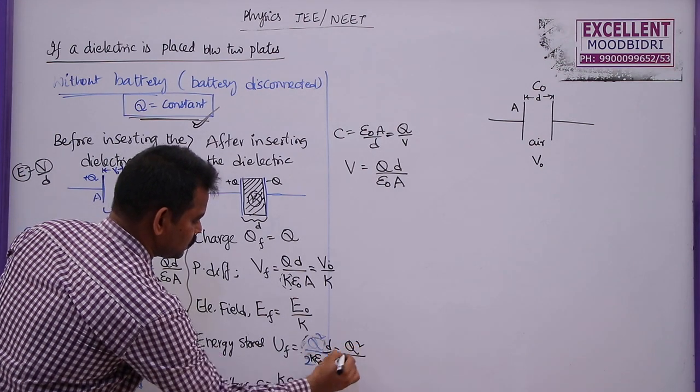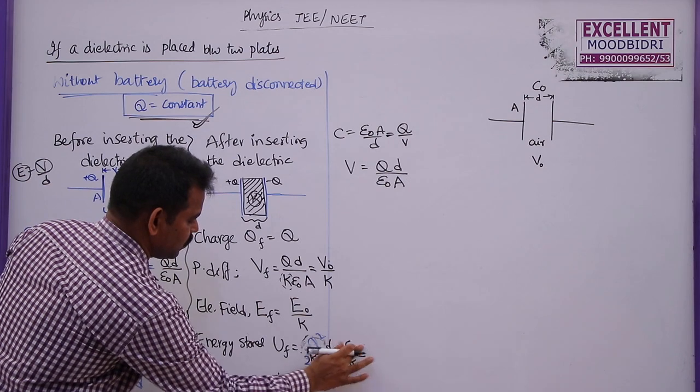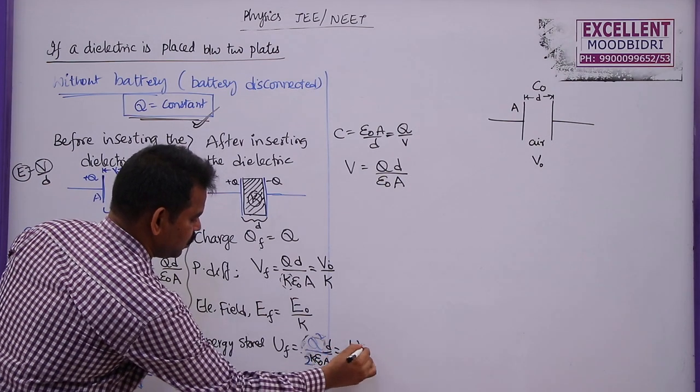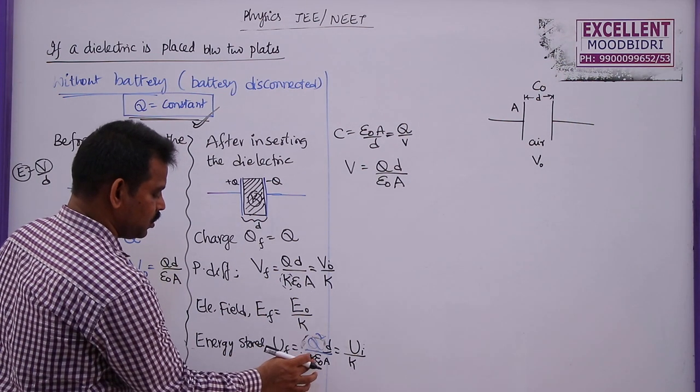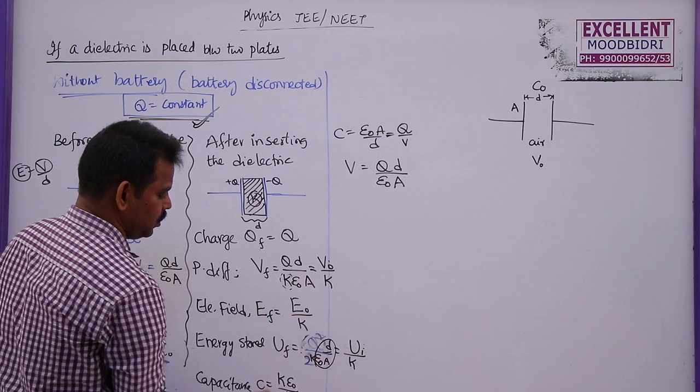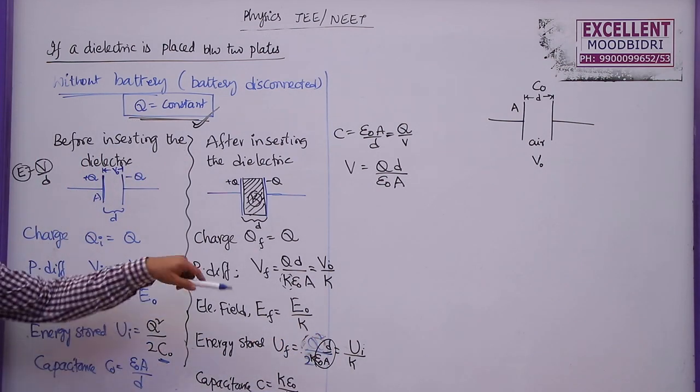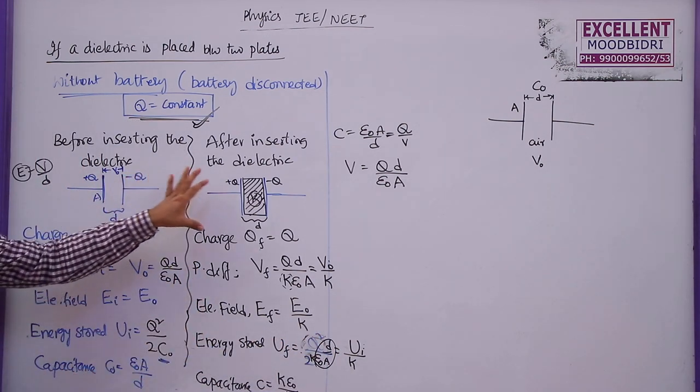So this is Q square by 2C, which is the initial energy stored divided by K. This is Q square by 2 C naught, and this is Q square by 2 K C naught. So the energy decreases by K times. Very, very important topic.